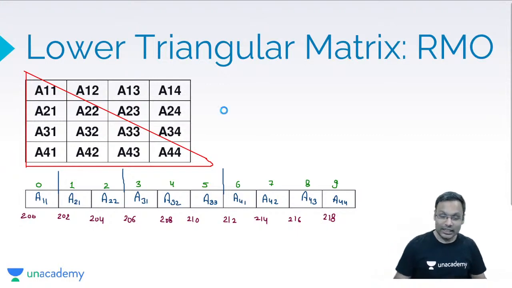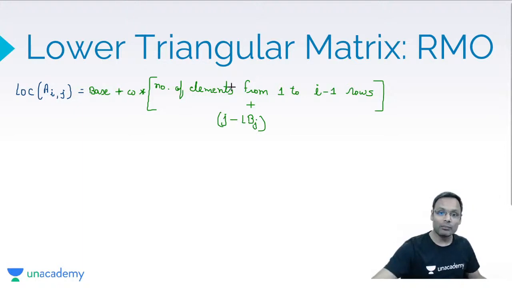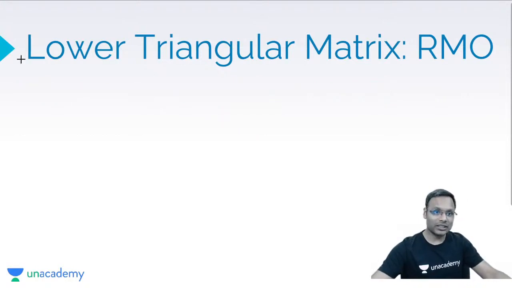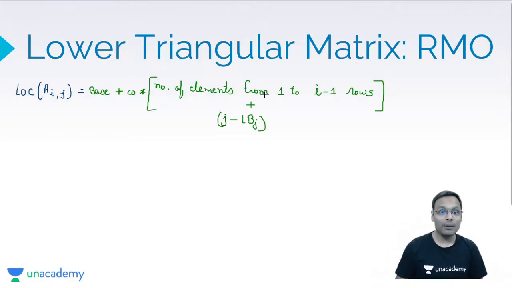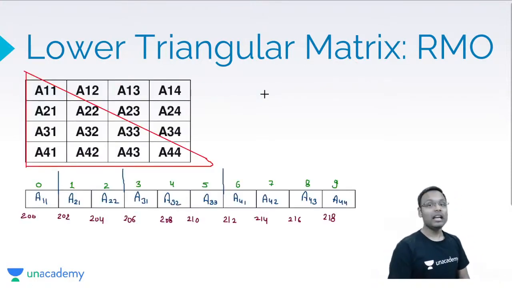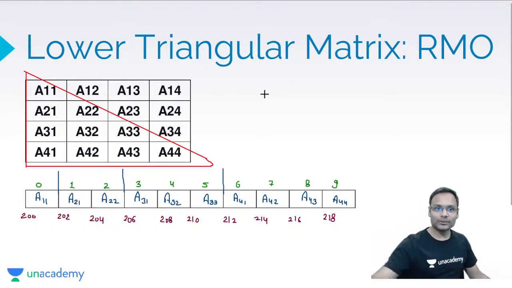That's why I have written j minus lower bound of j. Right? Let's calculate how many elements are there from row number 1 to I minus 1 row. Number of elements in first row. How many elements are there in the first row which you are storing? कितना एलिमेंट था फर्स्ट रो में जो आप स्टोर कर रहा है? आंसर इज 1. अरे ओ सांबा, रो नंबर 1 में कितना एलिमेंट था रे? सरदार 1.